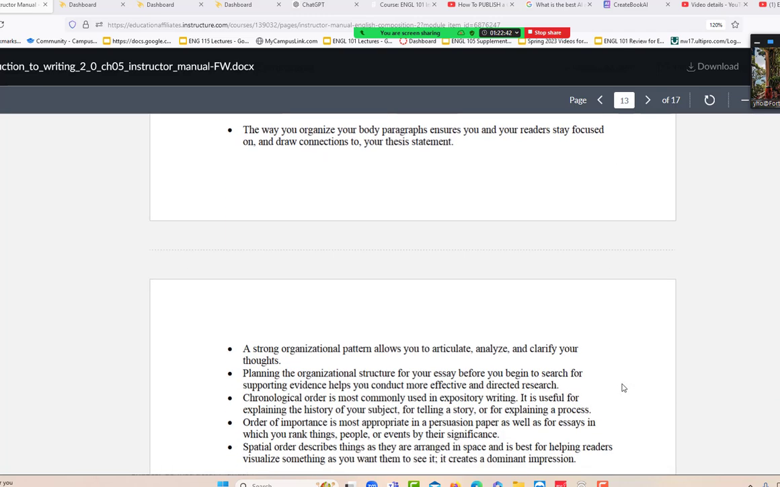So the way you organize your body paragraphs ensures that you and your reader stay focused. A strong organizational pattern allows you to articulate, analyze, and clarify your thoughts. Planning an organizational structure for your essay supports evidence and helps you conduct more effective research.